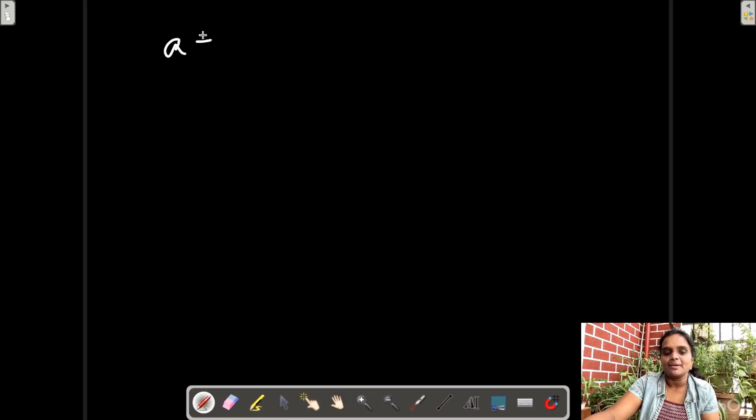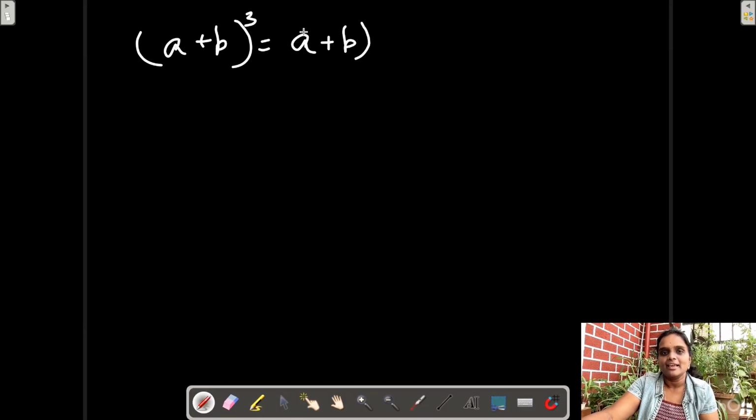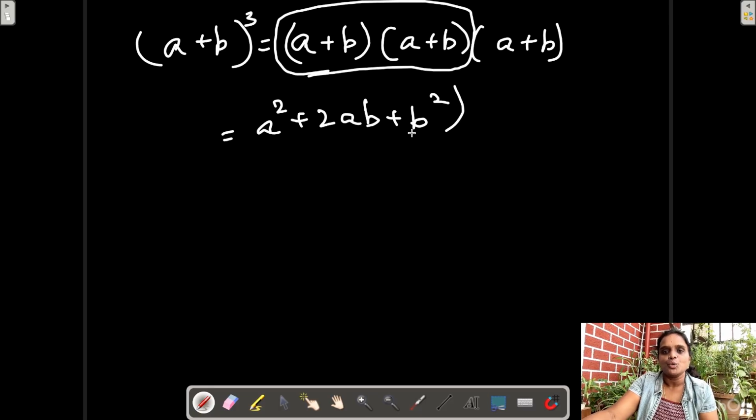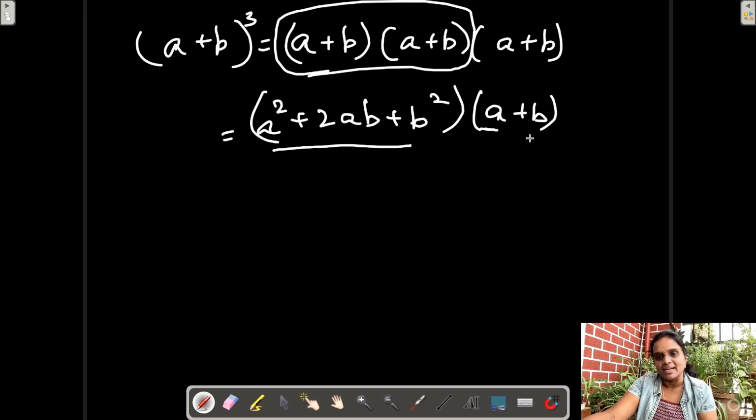Now, what is (a plus b) whole cube? (a plus b) whole cube means (a plus b) is multiplied 3 times: (a plus b) into (a plus b) into (a plus b). We already know what (a plus b) whole square is, right? So, what is (a plus b) whole square? a square plus 2ab plus b square. That you have to multiply again with (a plus b). This is the distributive property. Multiply a with all the terms of this bracket, plus multiply b with all the terms of this bracket.